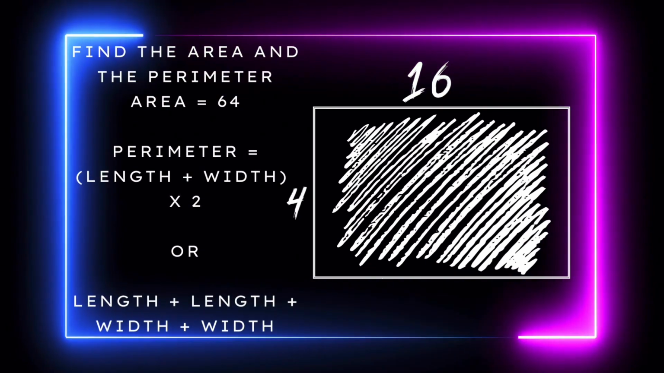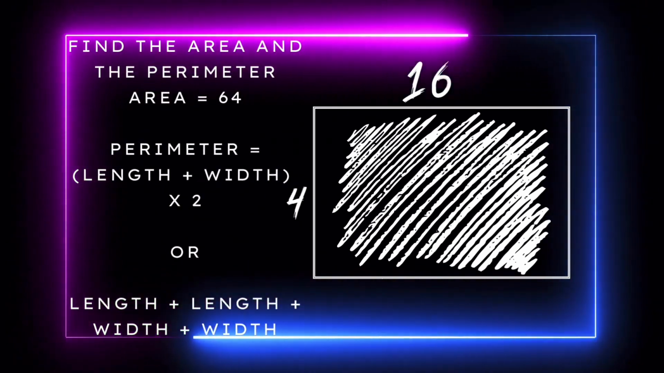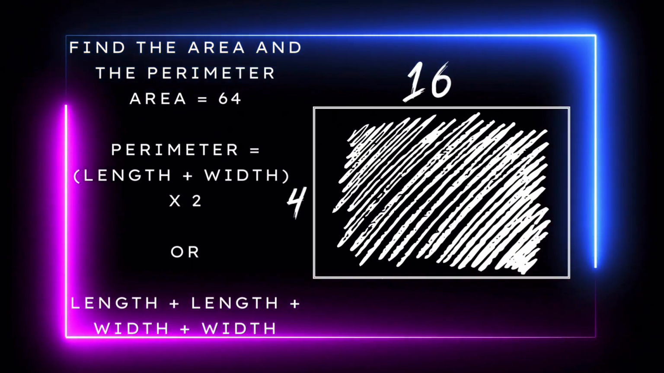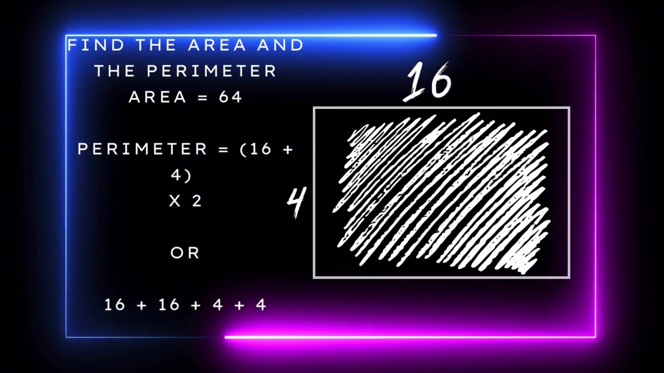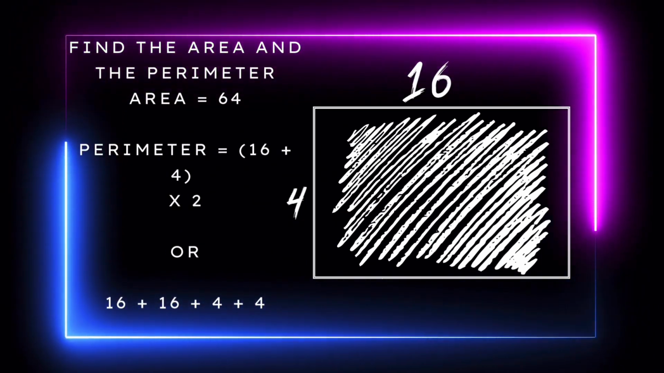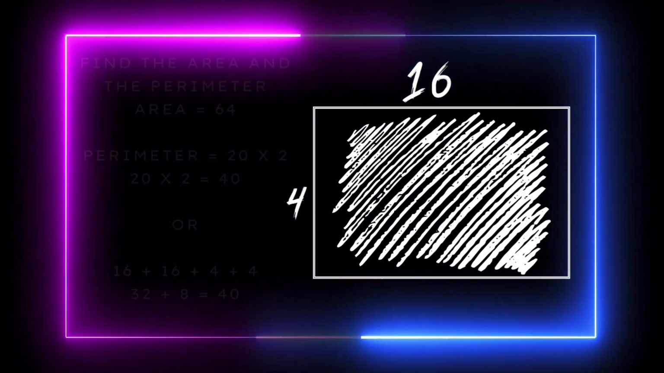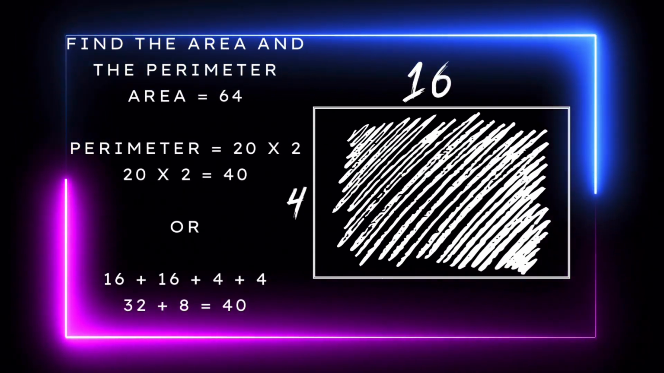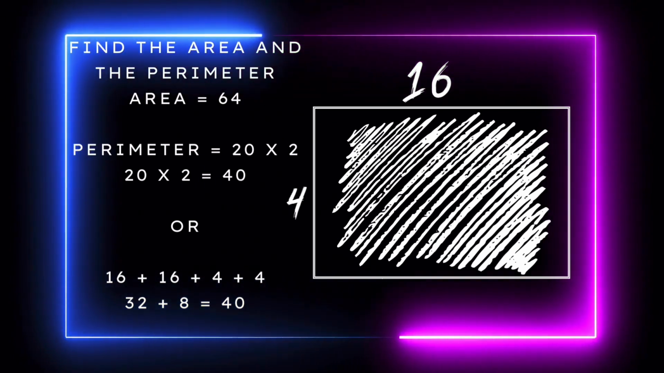And the perimeter is length plus width times 2, or length plus length plus width plus width. So going with length plus width times 2 is 16 plus 4 times 2. And then if you're adding all the sides, it's 16 plus 16 plus 4 plus 4. Whichever way is easier for you. Well, 16 plus 4 is 20, so 20 times 2 is 40. Or 16 plus 16 equals 32. 4 plus 4 is 8, so 32 plus 8 equals 40.